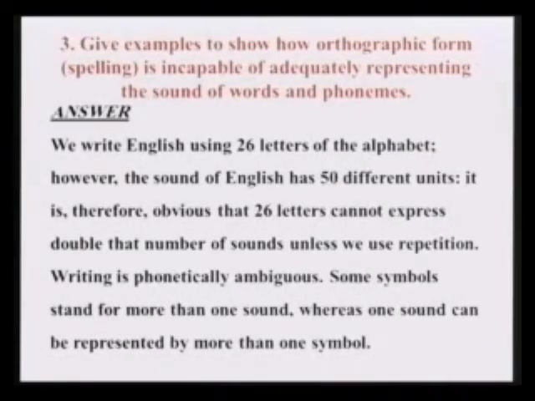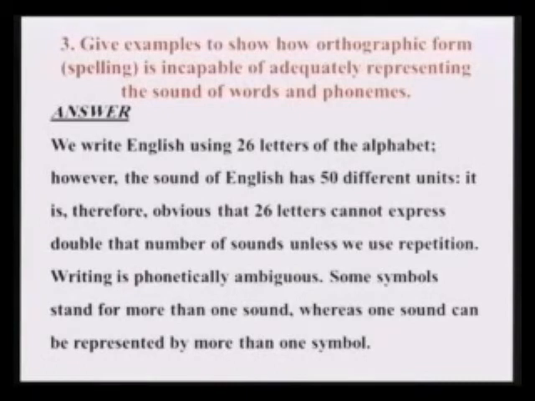We write English using 26 letters of the alphabet. عدد الألفابت بتاعت الإنجليزي 26. However, the sound of English has 50 different units اللي بنسميهم phonemes. It is therefore obvious that 26 letters cannot express double that number of sounds unless we use repetition. Writing is phonetically ambiguous.